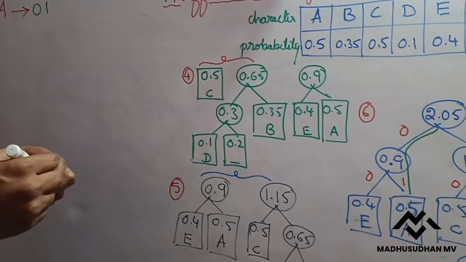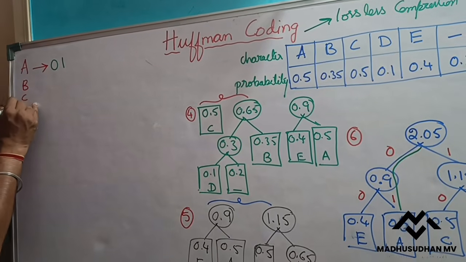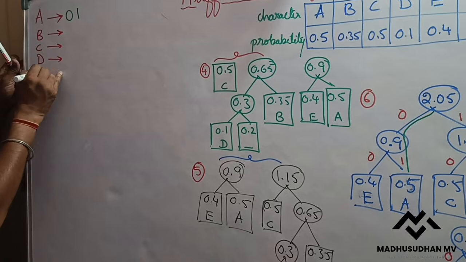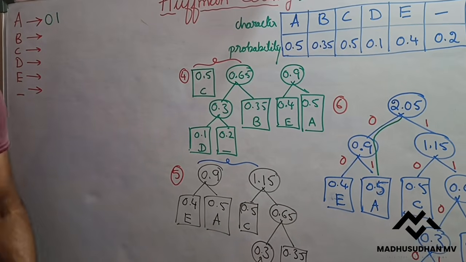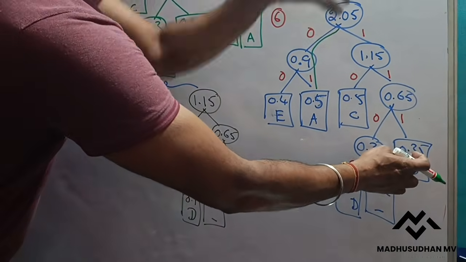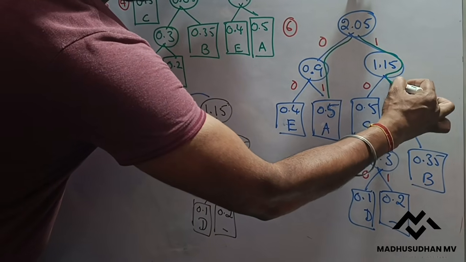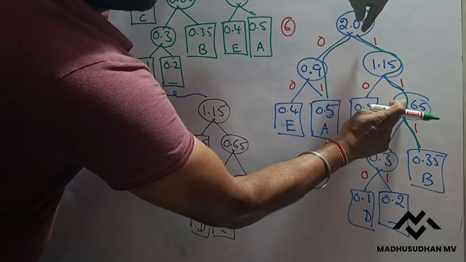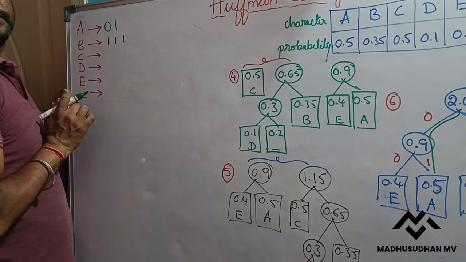Fine. Similarly, check where B is. First I will write all the characters A, B, C, D, E, and then underscore. So we found for A. Let us check for B. Where B is there? See, B is there here. Now for B, again from the root travel, from here like this, then like this, then like this. Now in this path, 1, 1, 1. 3 ones are there. So code for B is 3 ones.